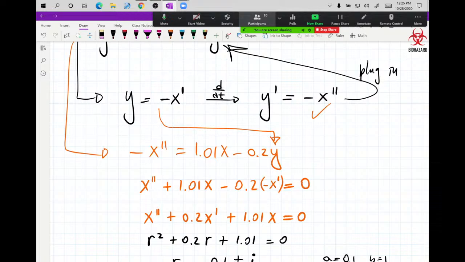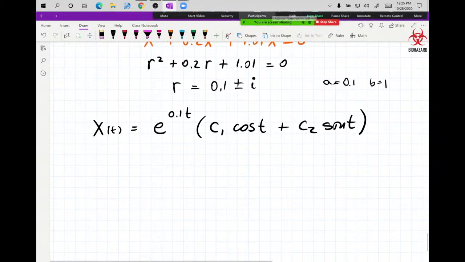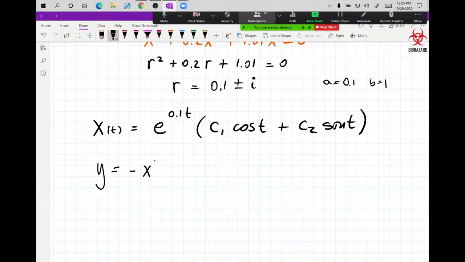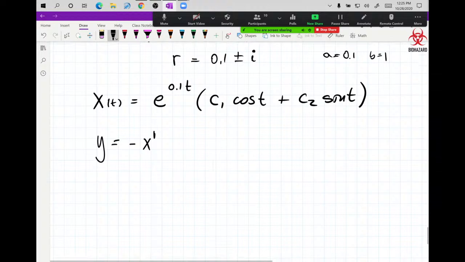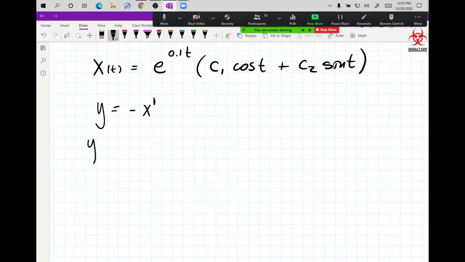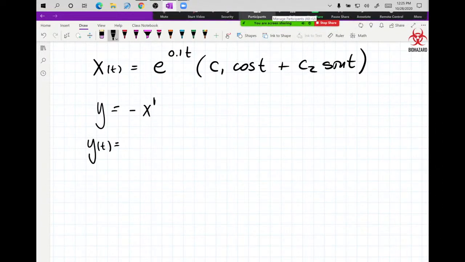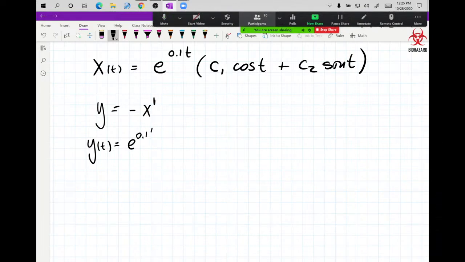So y is equal to negative x prime. Well, find x prime. Yes, it's a product rule. I know, it's not going to hurt too much. y of t is equal to copy the first times derivative of the second plus copy the second times derivative of the first.